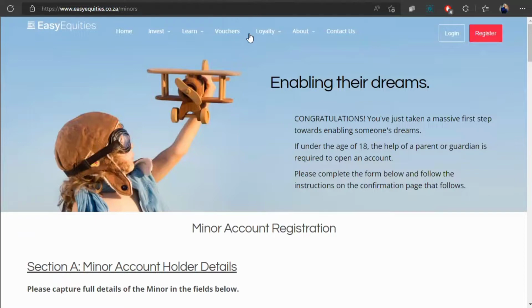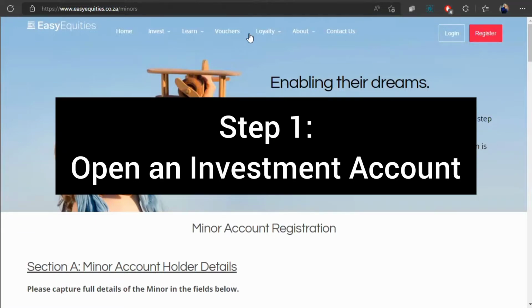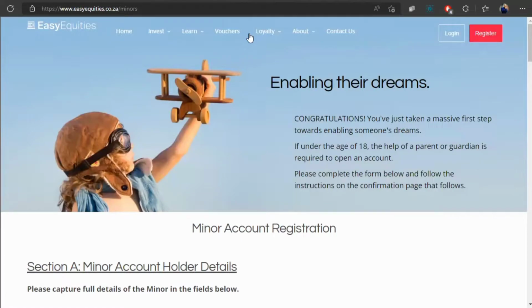Step one, guys, very simple. You have to open up an investment account for your child. Now, there's a lot of brokers in South Africa that you could use for this specific purpose, but I like to keep things easy and simple. And that means EasyEquities, in my opinion, is the best option. And so all you're going to do is go to your internet browser and type www.easyequities.co.za/minors. Minors just means kids.